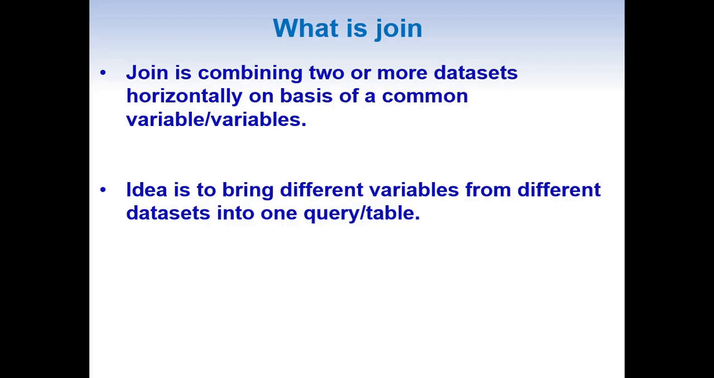Now let us first discuss what a join is. This is just a simple explanation and we are going to look into examples and then we will try to understand joins. Join is nothing more than combining two or more data sets horizontally on the basis of a common variable or variables. The general idea of a join is to bring different variables from different data sets into one query or table. But you can do a lot more than what I'm saying in here.